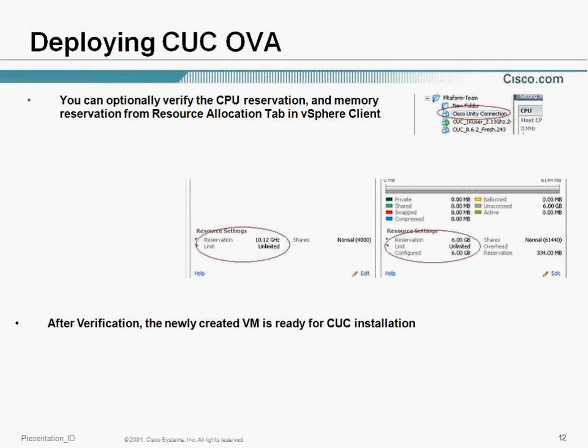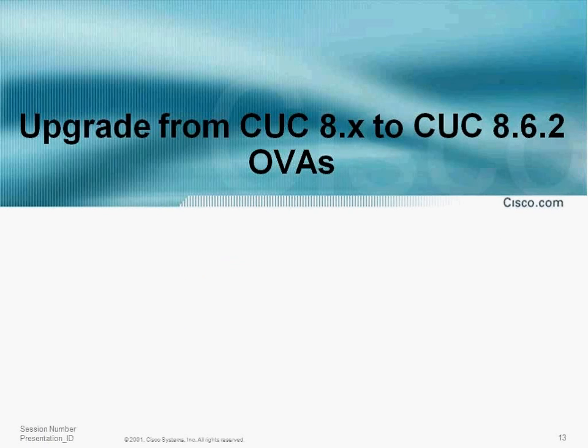Here you can optionally verify the CPU reservations and the memory reservations from the resource allocation tab in the vSphere client. After the verification, the newly created virtual machine is ready for the installation of Connection. Moving to the next slide.